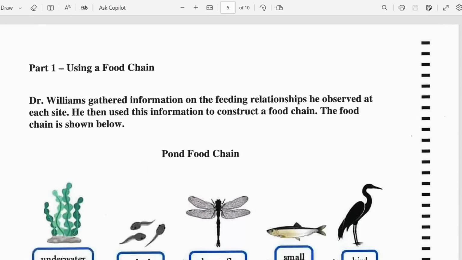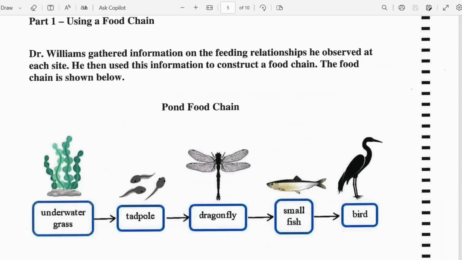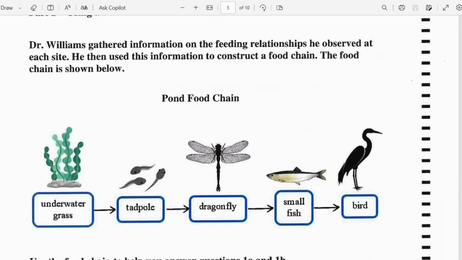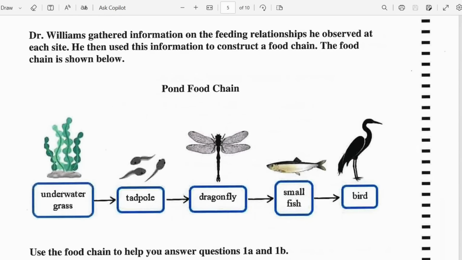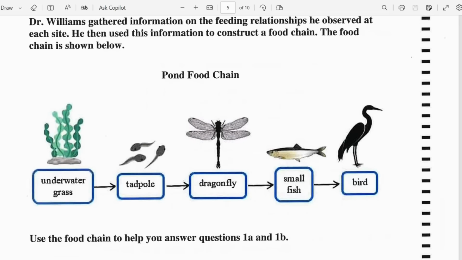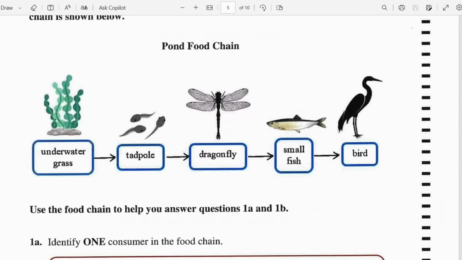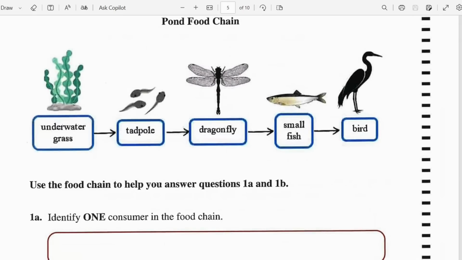Using a food chain, Dr. Williams gathered information on the feeding relationship he observed at each site. He then used the information to construct a food chain. The food chain is shown below. And we see the pond food chain, the energy is going in the direction of the birds. So the tadpole eats the underwater grass. Then the dragonfly eats the tadpole. The small fish eats the dragonfly. And the bird eats the small fish.